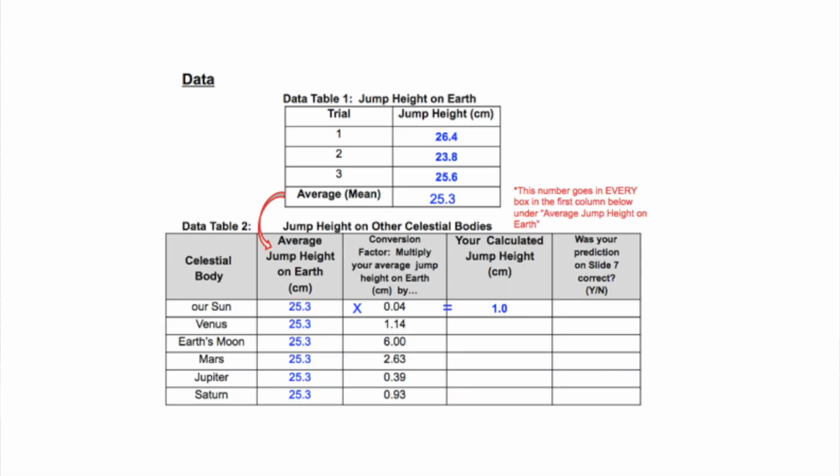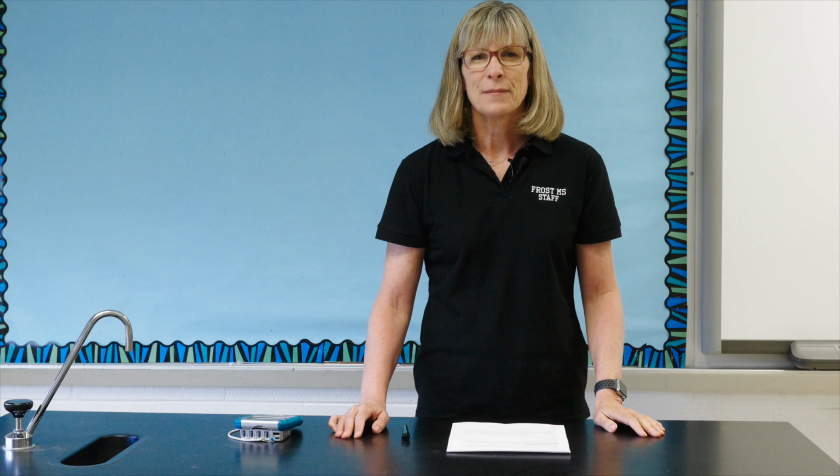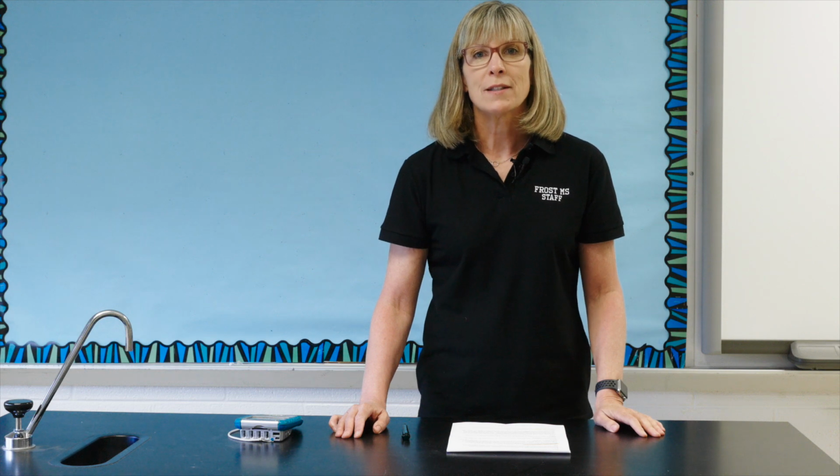Then, copy that mean value into the first box in every row of the bottom data table and multiply it by the conversion factor in the middle column. This conversion factor is the ratio of Earth's mass to the other planet or body's mass. If it is a number less than 1, it means that Earth's mass is less than the mass of the other planet or body. If the value you calculate correctly matches your prediction from slide 7, type a Y into that column. If not, type an N. Now go ahead and finish the questions on slides 9 and 10.